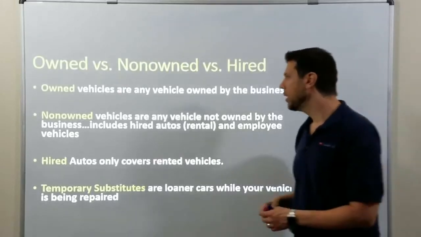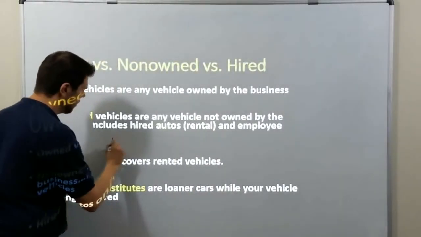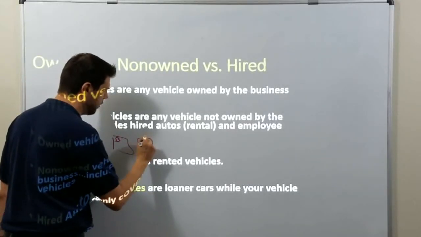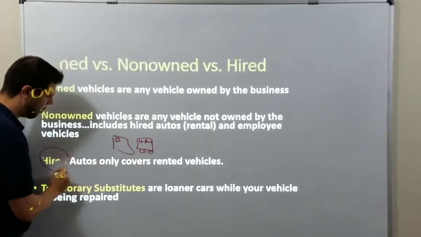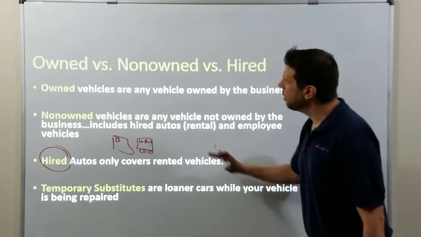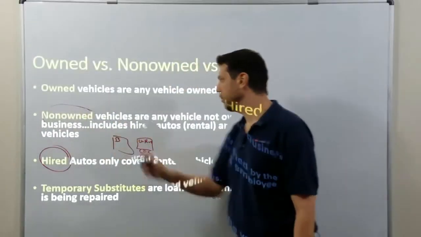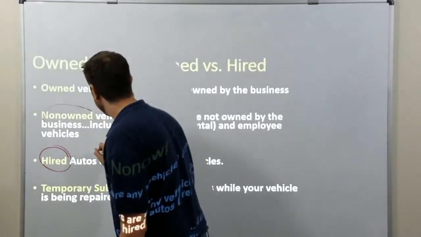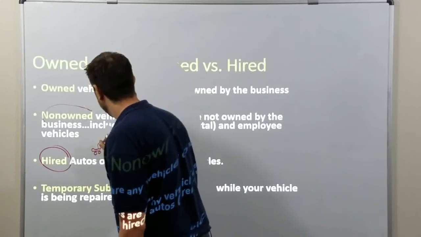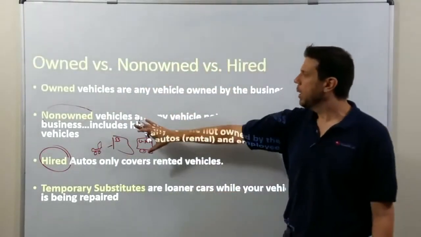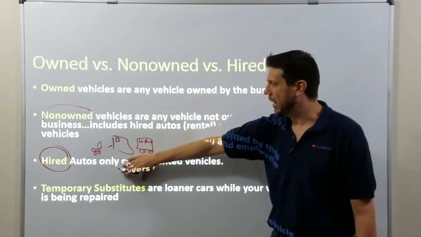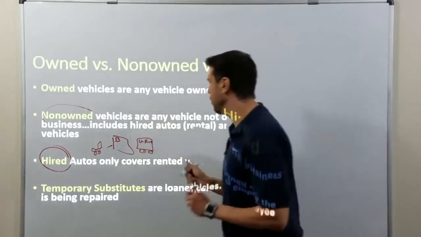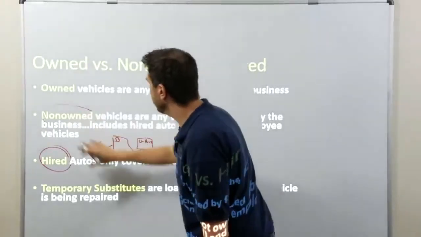I'll give you an example. Let's say you own a business and you need to rent a truck from U-Haul. Since you paid for it, that'll be a hired auto. But you also don't own it, so it's also non-owned. Now let's say the business uses the employee's pickup truck. That's going to be a non-owned vehicle, but not hired, because you didn't have to pay the employee to use the pickup truck. Hired autos are when you pay for it. You still don't own the vehicle.